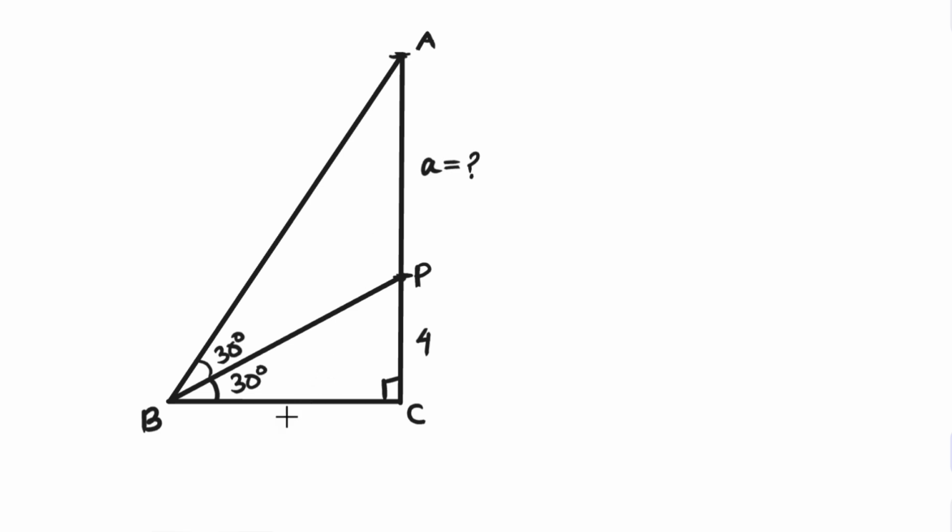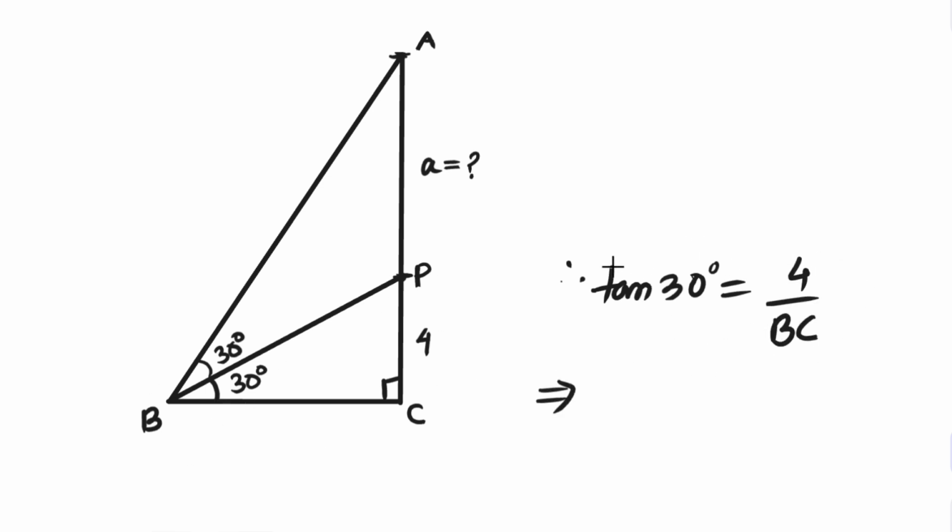Let's begin by looking at the smaller right triangle BCP. Since angle B is 30 degrees, we can apply the tangent ratio. Remember that tangent of an angle equals the length of the opposite side divided by the length of the adjacent side. Here, the side opposite 30 degrees is PC, which is 4, and the adjacent side is BC. So we can write tangent 30 degrees equals 4 divided by BC.